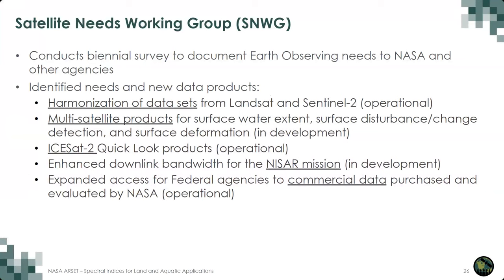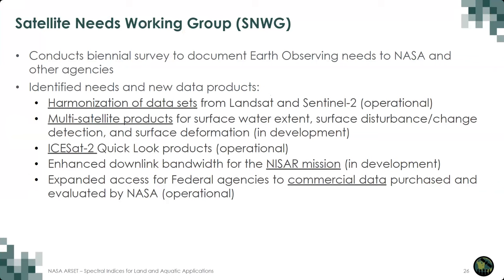Through the White House National Science and Technology Council's U.S. Group on Earth Observations, the Satellite Needs Working Group partners with federal agencies to identify high-priority, sustained, and unmet needs for satellite Earth observations. The Satellite Needs Working Group conducts a biennial survey to formally document and communicate satellite Earth-observing needs to NASA and other space-based Earth observation providers.